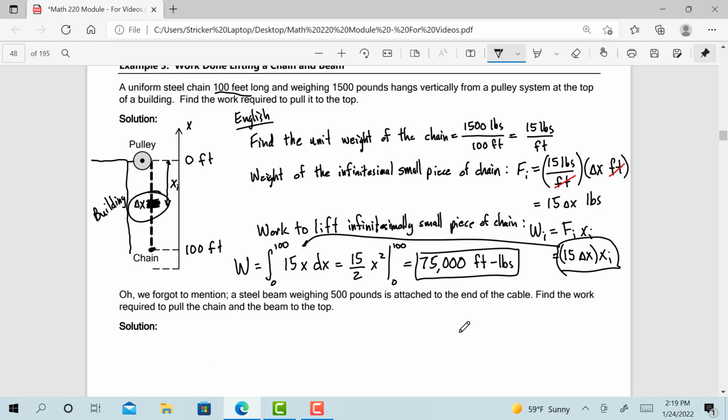Now, let's add something to this problem. Let's say that at the end of this chain, down here at the bottom, attached is a big steel beam. It weighs 500 pounds. It says find the work required to pull the chain and the beam to the top. Well, the beam is a fixed problem. There's no calculus required. The work needed for the beam is just simple force times distance. It has a weight of 500 pounds, times the distance. If that beam is at the bottom, the distance it moves up is 100 feet. 500 times 100 feet is 50,000 foot-pounds.